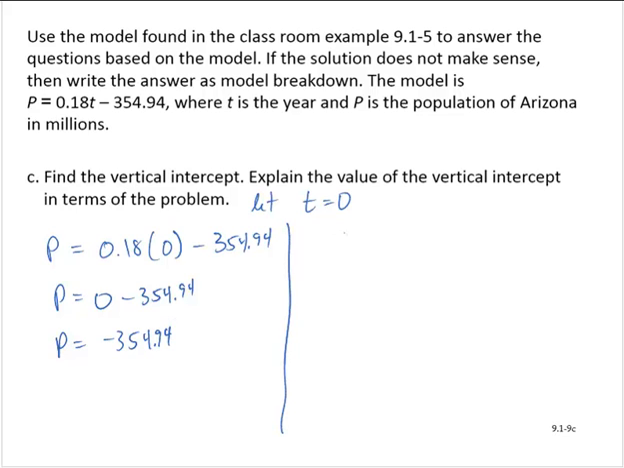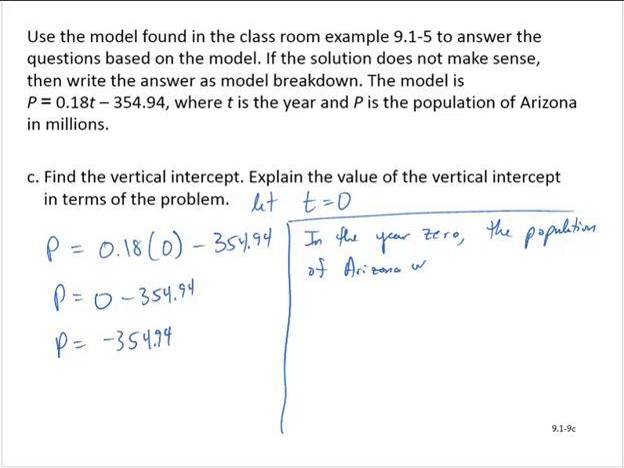354.94. So this is saying in the year 0, the population of Arizona was negative 354.94 million. That doesn't make any sense. Okay, so again, this is an example of model breakdown.